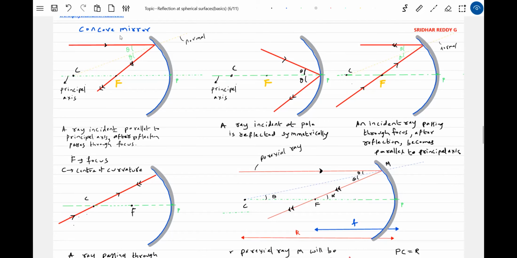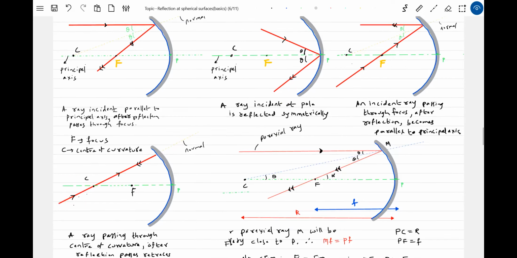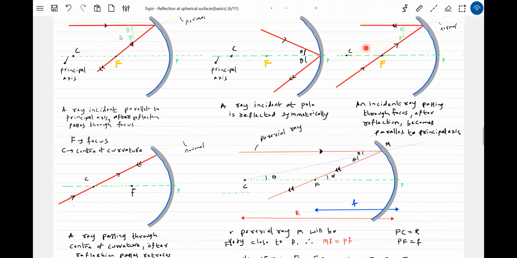Now, similarly, if a ray passes through the center of curvature, then what is the angle of incidence? Because this will become the normal, the angle of incidence is 0. Angle of reflection should also be 0. So it will retrace its path. So what is the conclusion we can make? A ray passing through the center of curvature after reflection retraces its path. Don't say it goes undeviated. Angle of incidence equals angle of reflection, so it will retrace its path. Fine. So these are the primary rays which I'll be using to trace out the image.